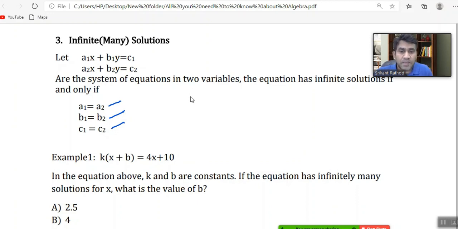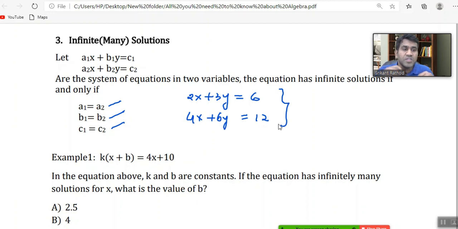Let me take an example here. 2x plus 3y is equal to 6. 4x plus 6y is equal to 12. Now I can say the given system of equations has infinitely many solutions. So you might be saying, here it is 2, here it is 4. As I told, if you multiply this entire expression by 2 or you divide this entire expression by 2, you're going to get the same terms, right?